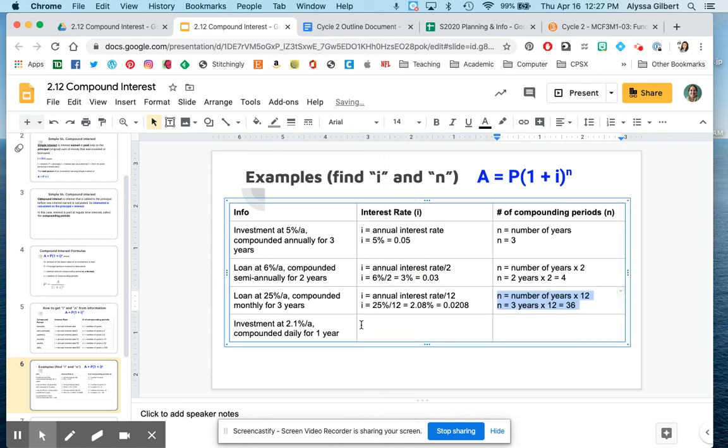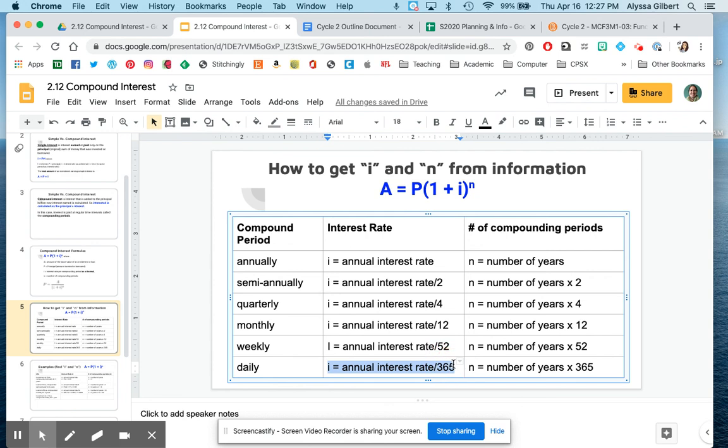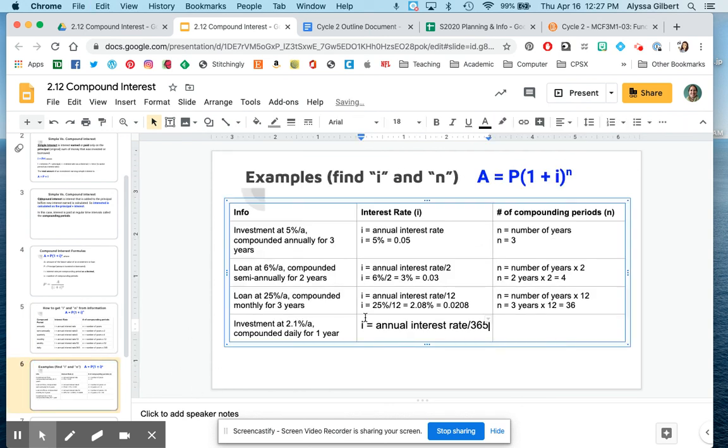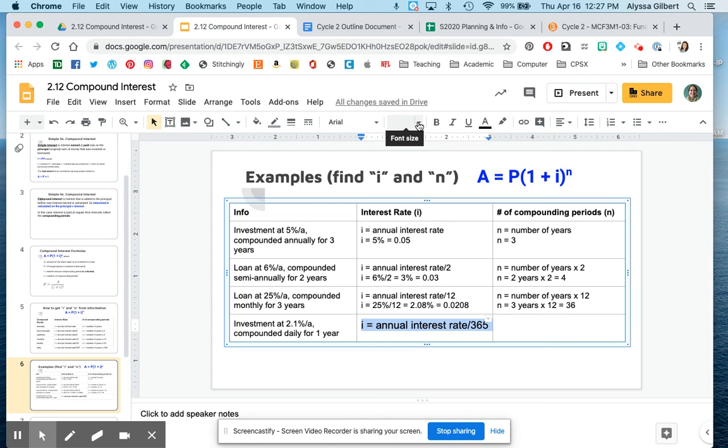Okay. So let's do this last one. Same thing. Investment now, 2.1% per year, compounded daily for 1 year. Okay, so if we're doing daily, we have to divide that by the number of days in a year. So that's 365. Yes, I know it's 366 for a leap year, but we're going to do this on average. If you want to be specific, you can divide it by 365.25, but you don't need to.